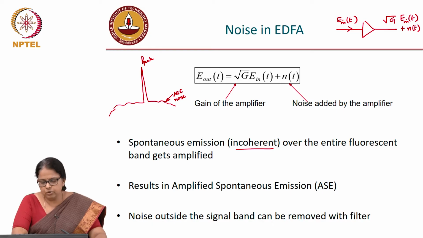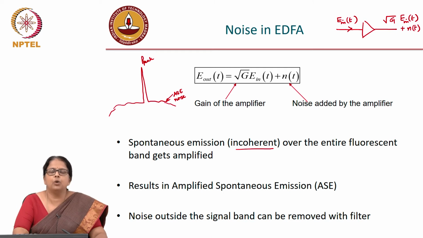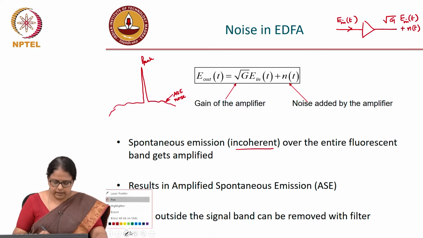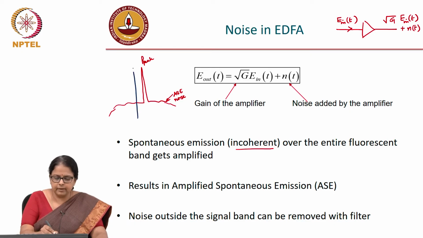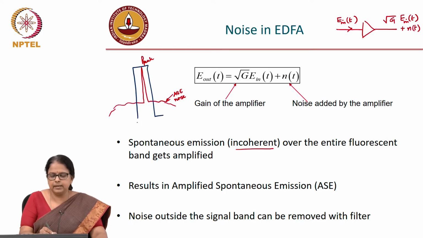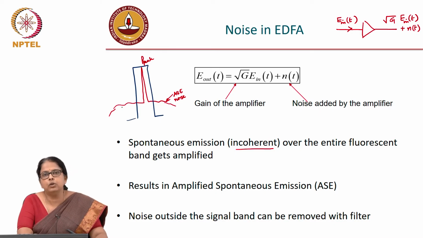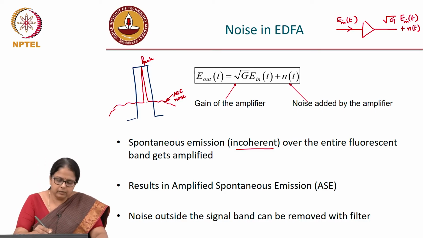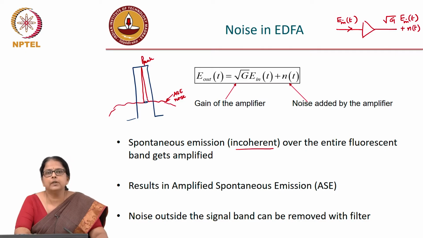So, you can always think of eliminating the amplified spontaneous emission noise outside the signal band by using an optical filter. You can put an optical filter like this, which picks up only the signal power and cuts out all the amplified spontaneous emission noise, the out of band noise. Out of band noise can always be avoided, but obviously you cannot filter out the signal. So, you will still always have noise in the band of the signal, and that is called the in-band noise. So, the worry is mostly about the in-band noise.